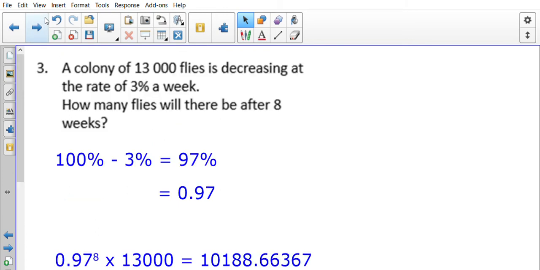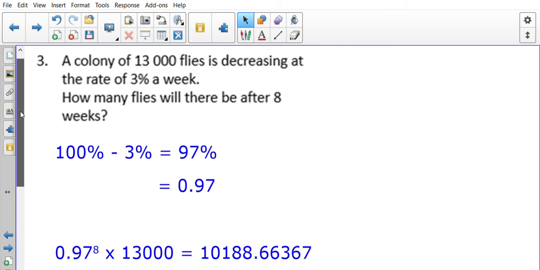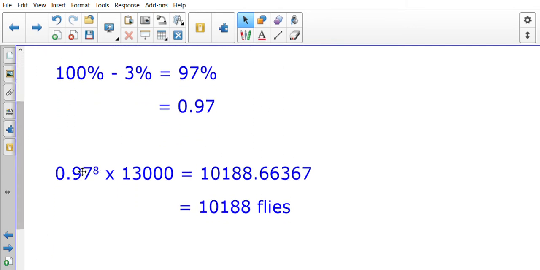Question number 3. A colony of 13,000 flies is decreasing at a rate of 3% a week. How many flies will there be after 8 weeks? So it tells you pretty clearly in the question it's a decrease, which is why you subtract. So you're left with 97%. Now 97%, when you divide that by 100, will give you the decimal of 0.97. It was for 8 weeks, which is why 0.97 is to the power of 8.